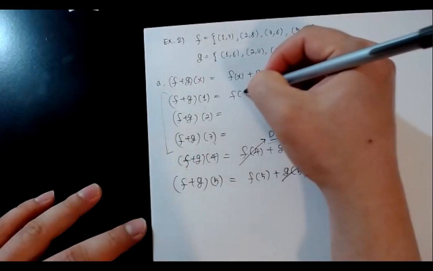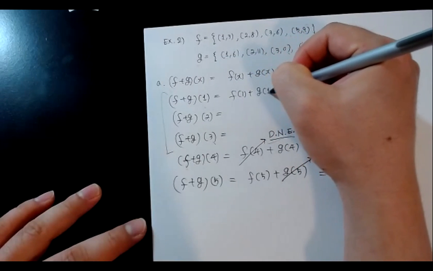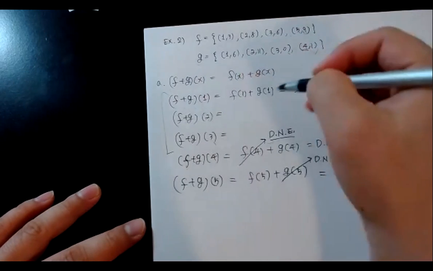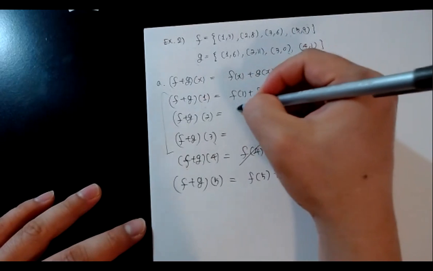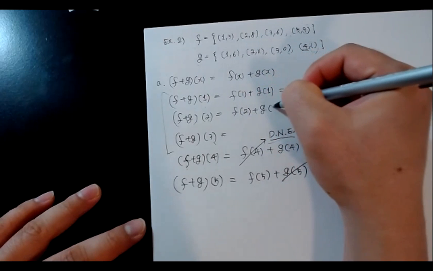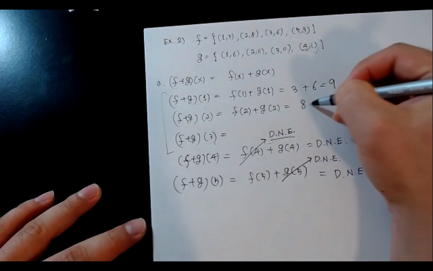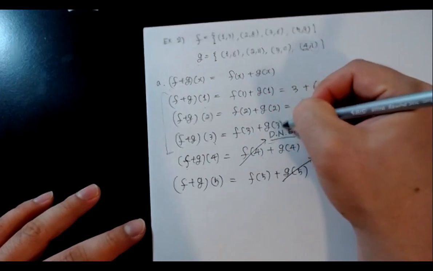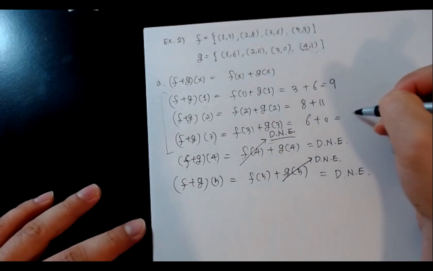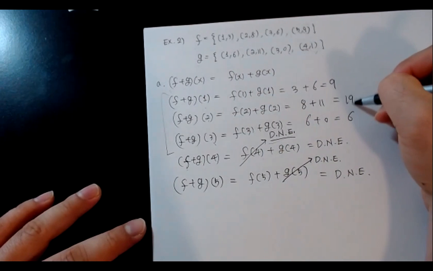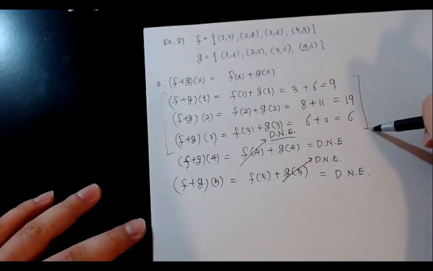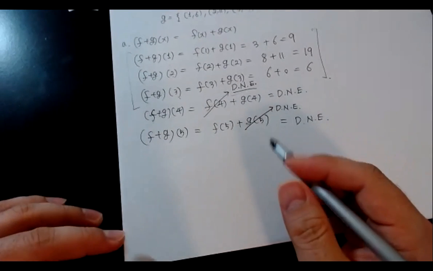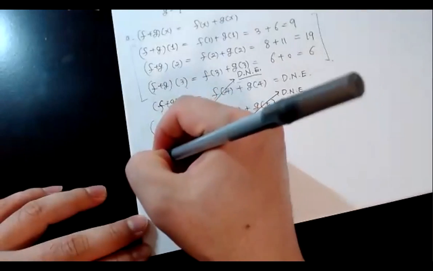So this is f of 1 plus g of 1, which is 3 plus 6, which is 9. f plus g of 2 is f of 2 plus g of 2, which is 8 plus 11, right? And f of 3 plus g of 3, which is 6 plus 0, I mean 6, this is 19. Now we see that. Then what about f over g?